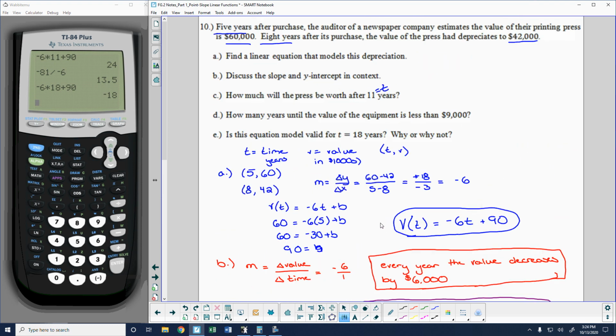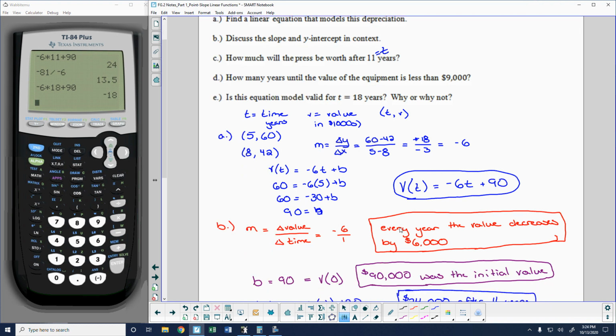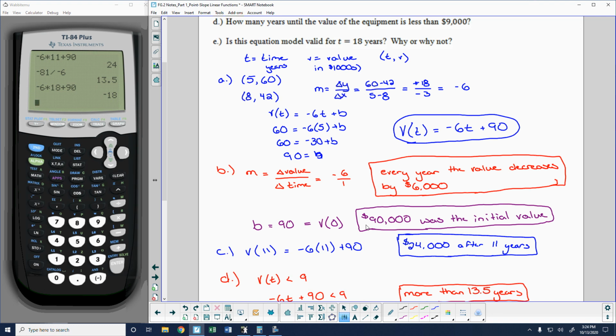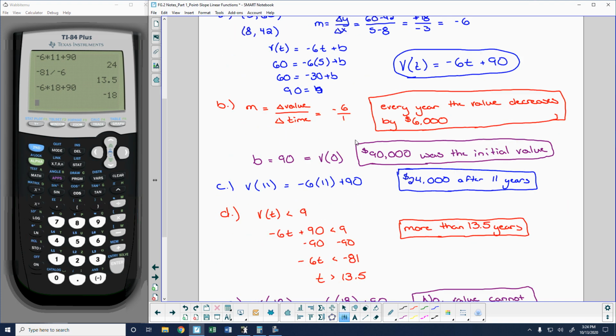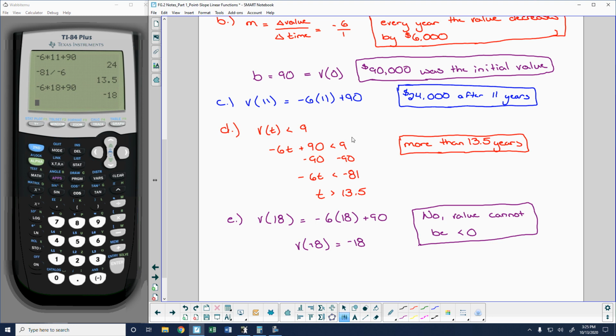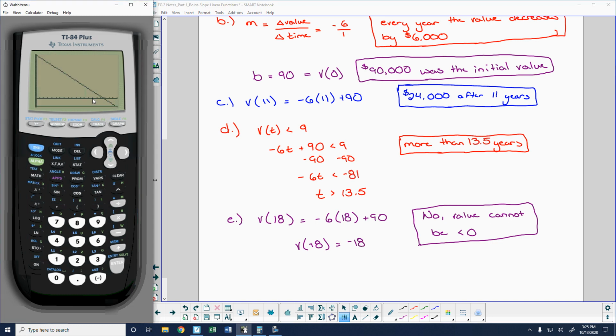So here in problem 10, we created our own model based on 2 data points they gave us. We created a function, and then we used that function to look at what slope and y-intercept mean, and evaluate for some length of time, 11 and 18 years, and also evaluate for the value of equipment at $9,000. So we can use linear functions in a variety of contexts. We could have also solved these problems, C, D, and E, graphically. If we wanted to graph the line and then find our solution that way, that would be acceptable. When we get to class, we may take a look at working through this graphically as well as algebraically.